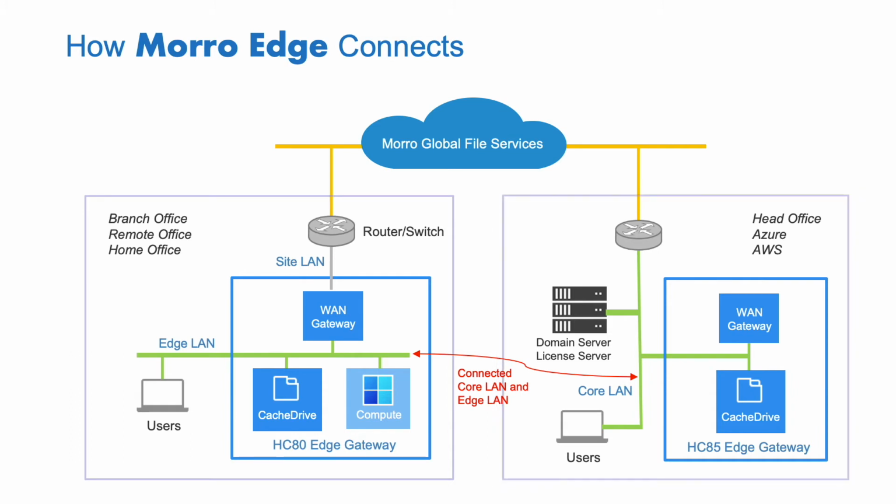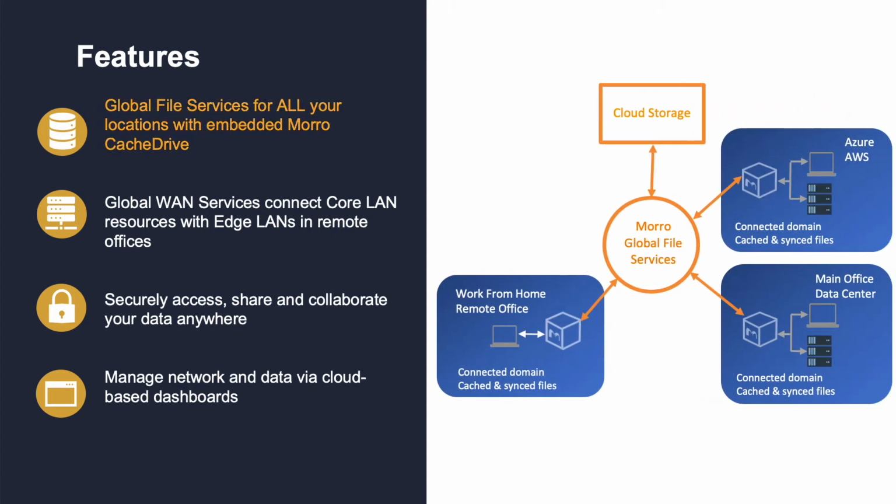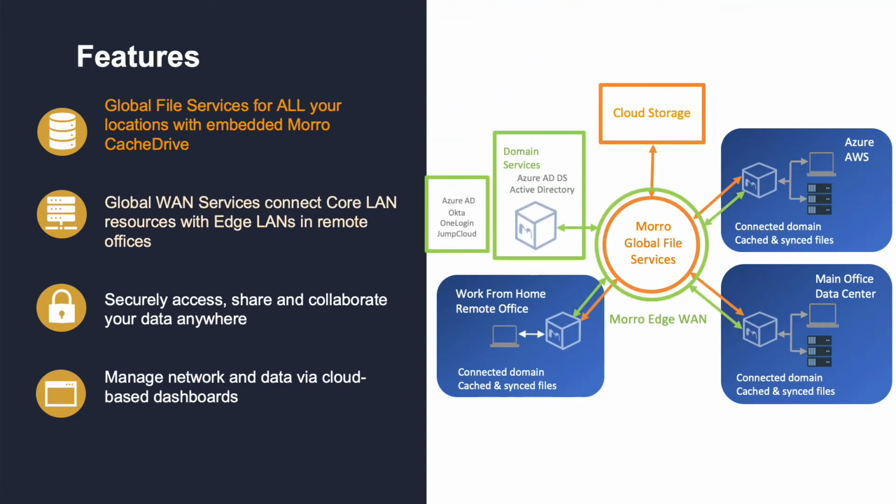In the head office scenario, the Morro Edge device is attached to the corporate LAN. The IT administrator modifies the routing table on servers and PCs, either manually or via DHCP, to use the WAN gateway when accessing devices on the Morro Global WAN. Morro Global File Services provide LAN-level file access speeds using embedded Morro cache drives. Data is stored in the cloud and synchronized in real time across all sites. Morro Global WAN Services connect core LAN resources in a main office or cloud with Edge LANs in remote offices.